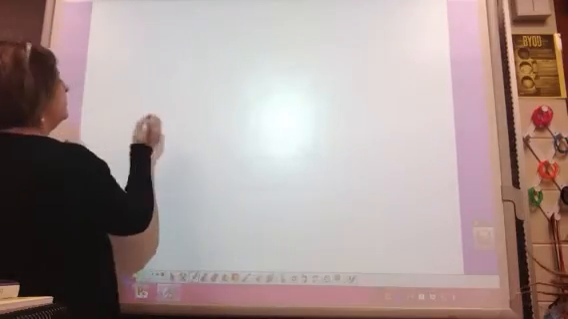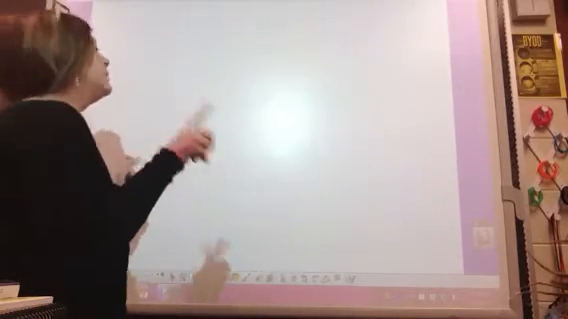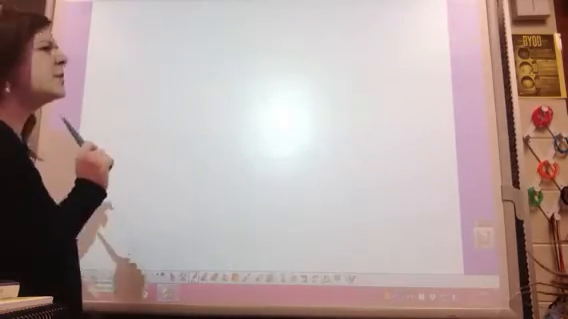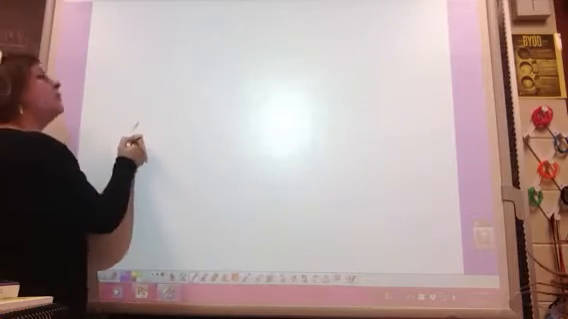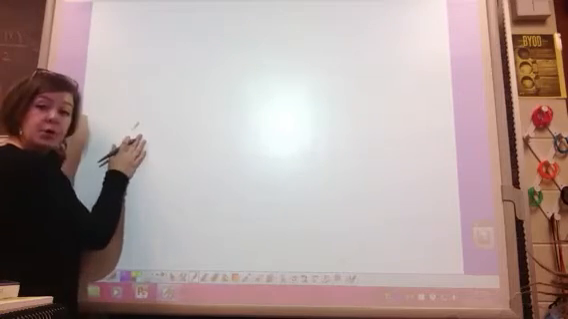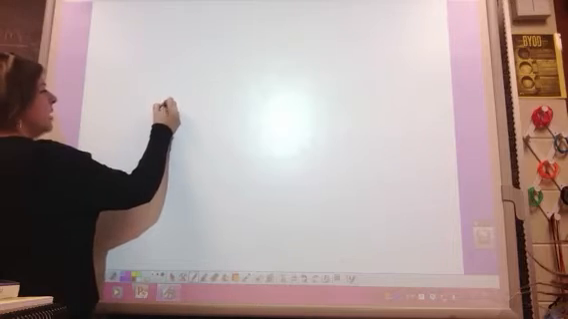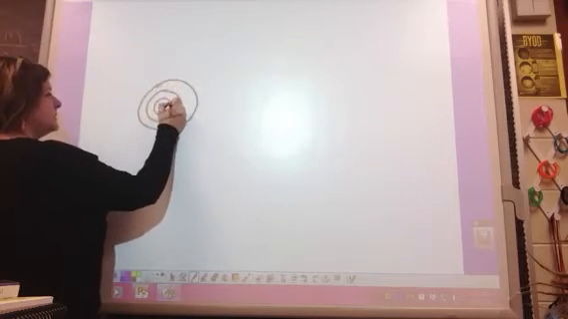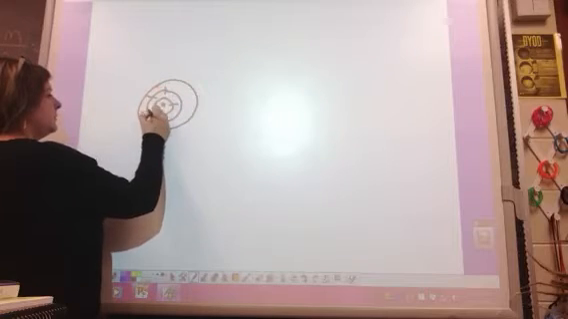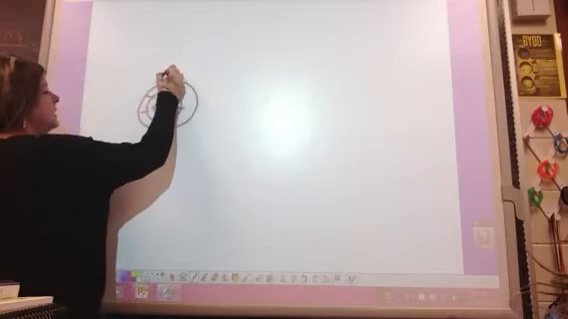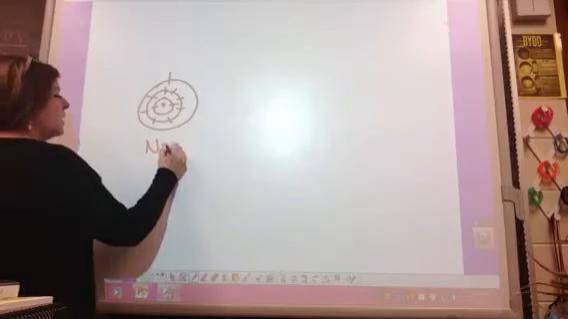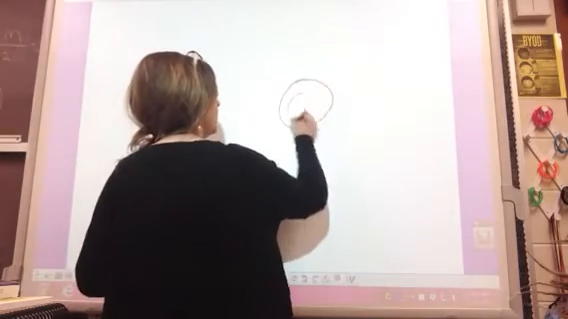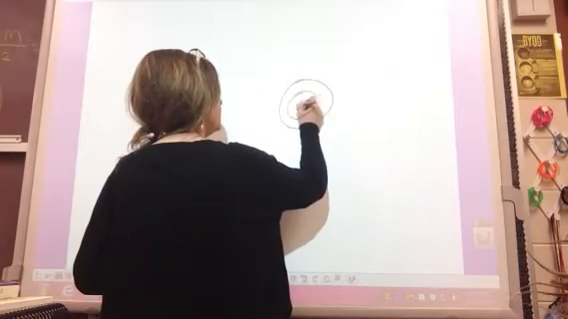Let's compare sodium versus chlorine. If I wanted to draw my Bohr model for sodium, here's my nucleus, 1 ring, 2 rings, 3 rings. So 1, 2, 1, 2, 3, 4, 5, 6, 7, 8, and 1. So here's sodium. Let's do the same thing for chlorine. Nucleus, 1, 2, 3, 4.